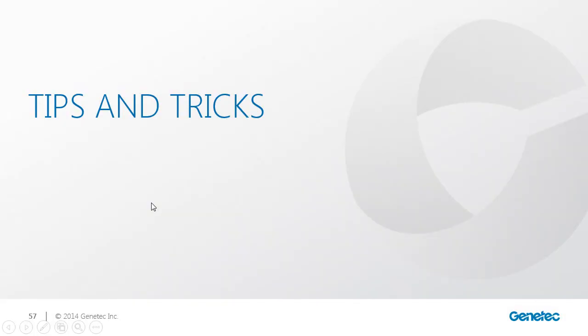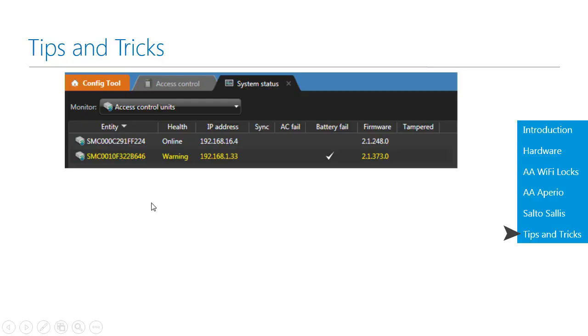Alright, in our last section, let's take a few minutes to go over some tips and tricks for the wireless locks. The first thing I want to let you know about is how to monitor the battery status of the Assa Abloy Wi-Fi locks. Each lock will have a virtual input created under the SMC called input battery failed. When the battery is low on the lock unit, this input will go into an active state.